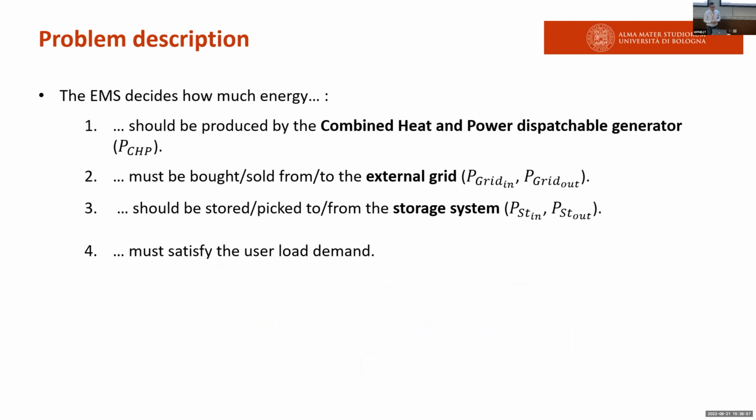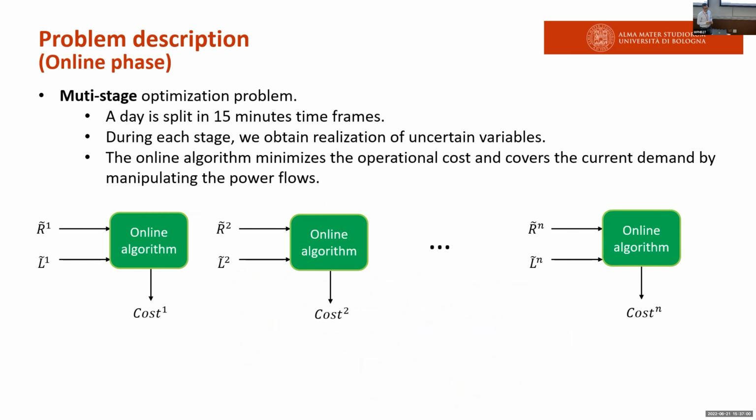So this basically is how the EMS works. Our online optimization algorithm is a multi-stage optimization problem. What does this mean? Well, we consider a 24-hour day, and we split it in 15-minute time frames, and we call these stages. And during each stage, we observe the uncertain variables, which are the photovoltaic production and the user demand. So we observe the actual values of the uncertain variables. Then we run our online algorithm, which basically minimizes the operational cost and covers the user demand. And then we evaluate this cost. And we repeat this procedure for all the n stages.